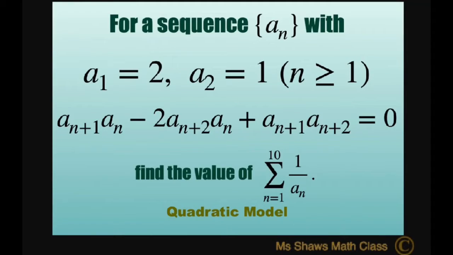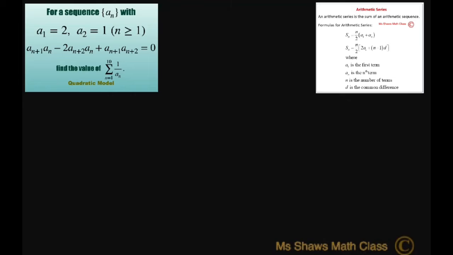21. For a sequence a sub n, our first term is 1, and our second term is 1, and the number of terms is 1 or greater, and then we have this given formula. We're going to find the value of the sum from n equals 1 to 10 of 1 divided by a sub n. So we need to find 1 divided by a sub n.